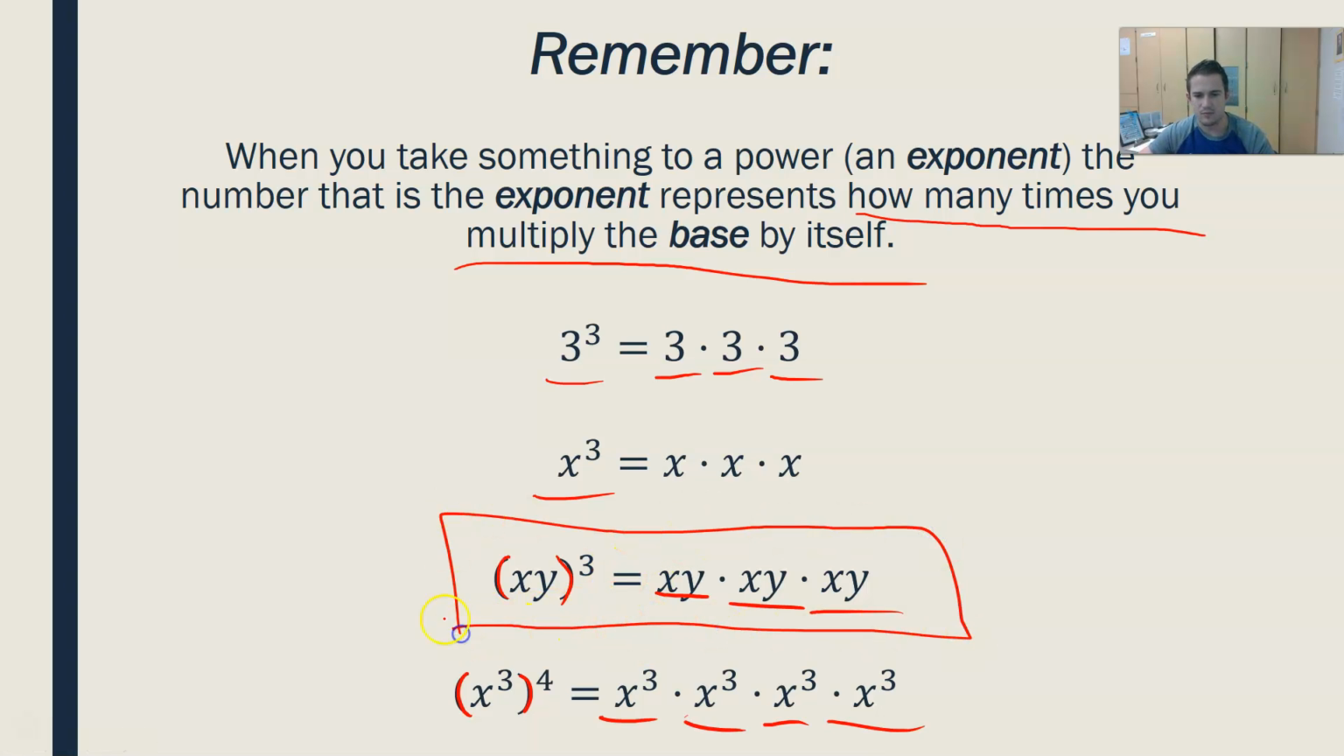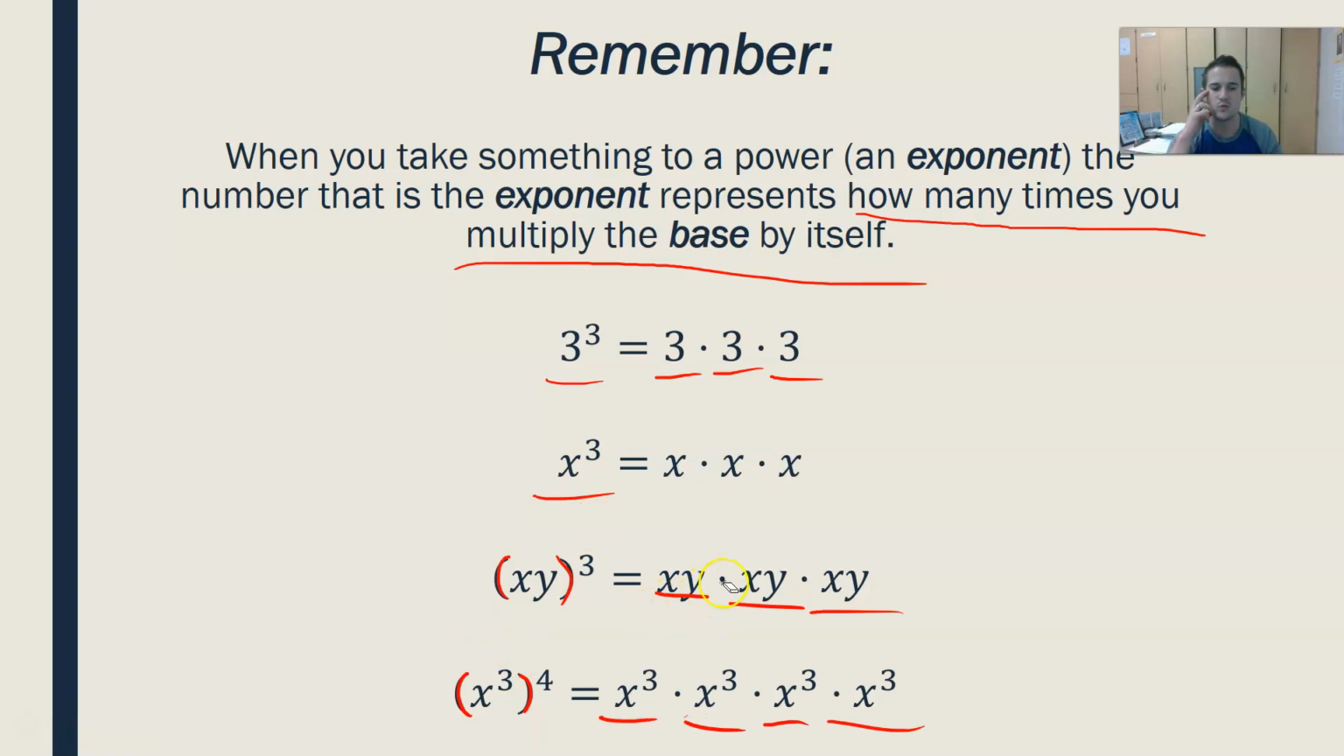So I want you to notice something here. On this problem right here, now that I've written it out, xy times xy times xy, I could write that as, well, I have 3 x's being multiplied by each other, which is x cubed. I have 3 y's being multiplied by each other, which is y cubed. So xy cubed is the same as x cubed y cubed.